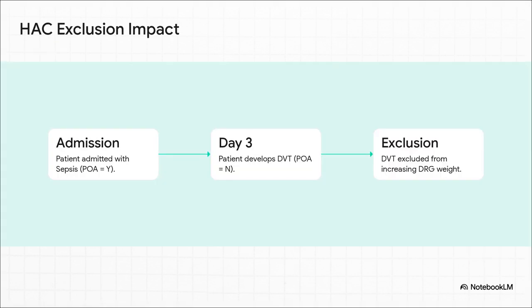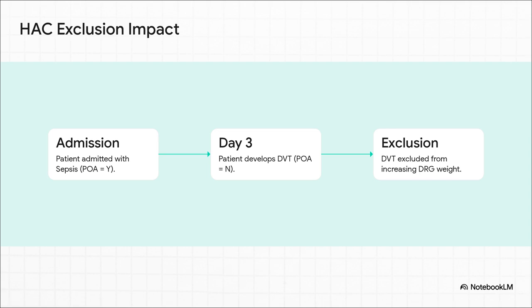Let's look at how this plays out in real life. Imagine a patient comes in with sepsis. The sepsis was already there, so it gets a POA of Y. But fast forward to day 3 of their stay, and they develop an acute deep vein thrombosis, a DVT. Because that DVT popped up after the inpatient order, it gets flagged with an N.